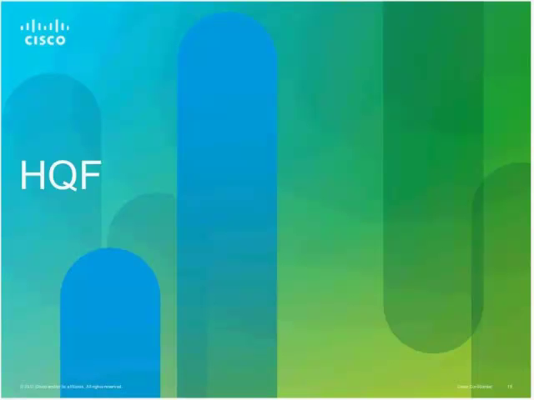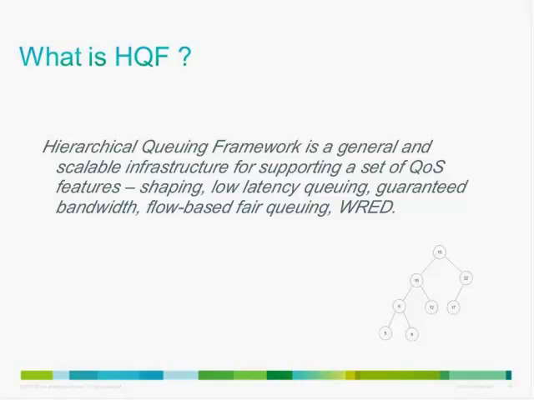Now we have refreshed our QoS concepts. We'll get into the hierarchical queuing framework. HQF, the hierarchical queuing framework, is a scalable infrastructure that supports a set of QoS features like low latency queuing, guaranteed bandwidth, WRED, and other concepts. So it's basically the same QoS concepts, but done on a more scalable infrastructure.